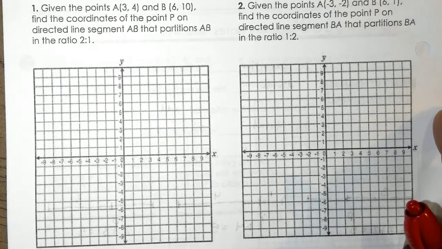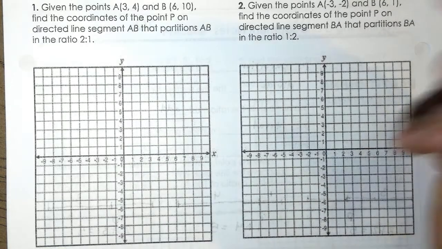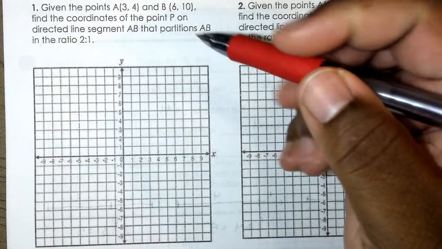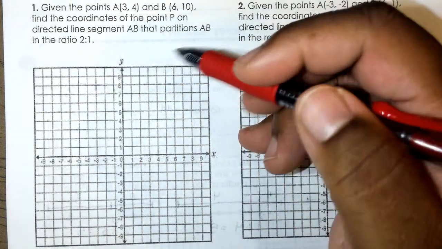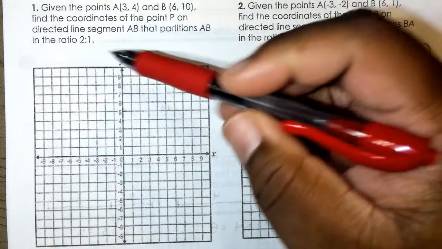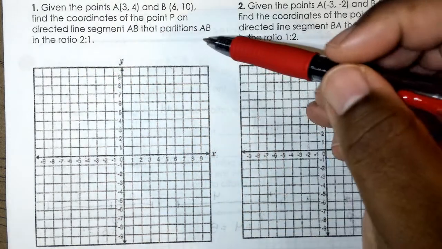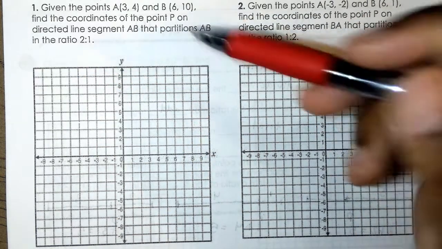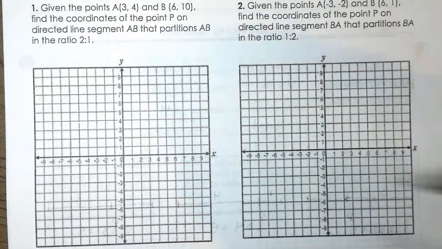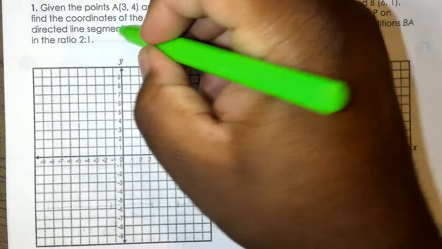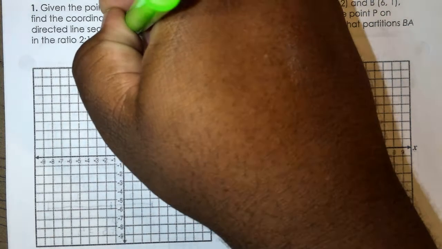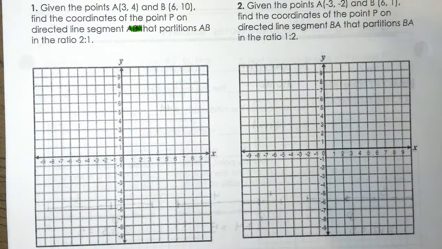First one on the back. It says given points A (3, 4) and B (6, 10), find the coordinates of point P on a directed line segment AB that partitions AB in a ratio of 2 to 1. The only thing that's important to read on these is which way you partition it. Most of the time it's going to tell you from A to B or C to D, whatever letters you use. But sometimes they'll switch it up on you.